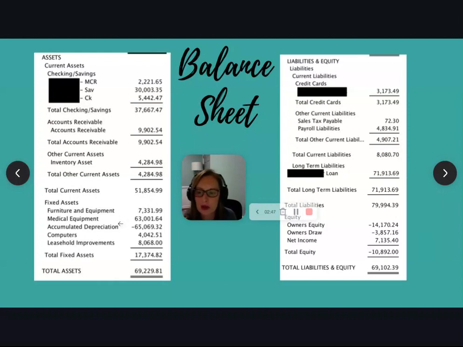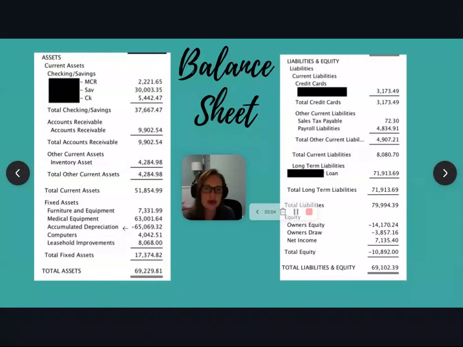So furniture and equipment, medical equipment, accumulated depreciation, computers, leasehold improvements. So leasehold improvement, if you lease a space and you make improvements to it, you have to make that capital investment. That'll be listed here on your balance sheet as an asset. Computers, et cetera, those are pretty self-explanatory.